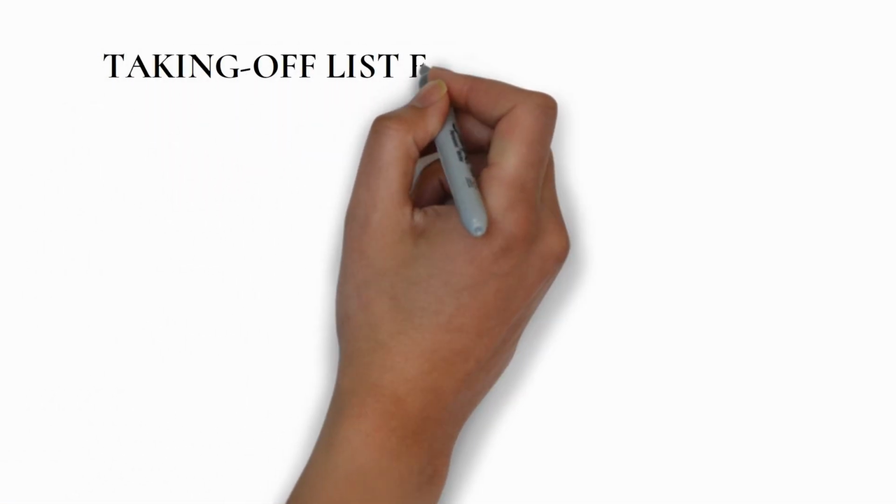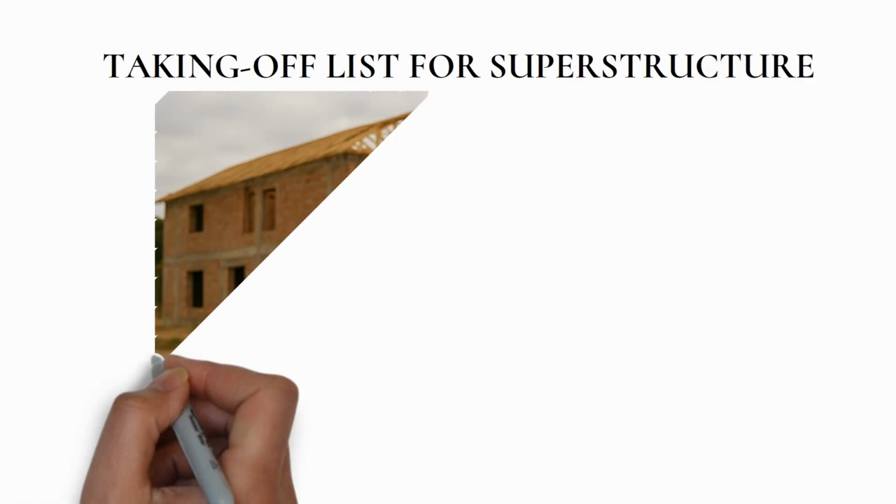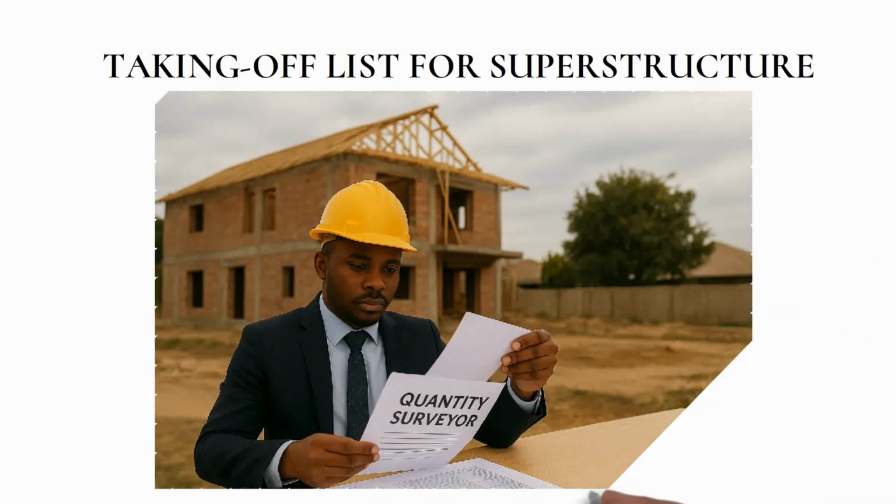In this section, we are moving a step forward into the construction process by preparing the taking off list for superstructure works. The superstructure refers to everything above the substructure, and at this stage of measurement, it is critical because it forms the backbone of cost planning, bill preparation, and accurate estimation.